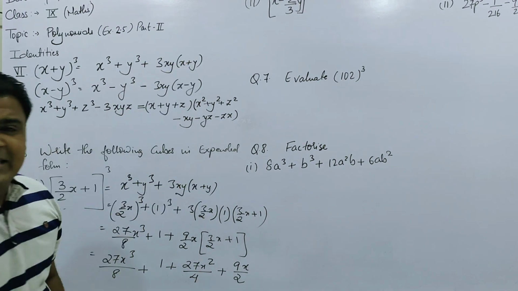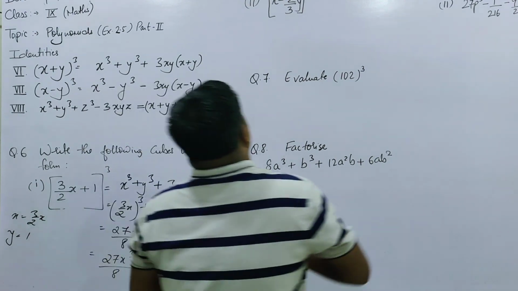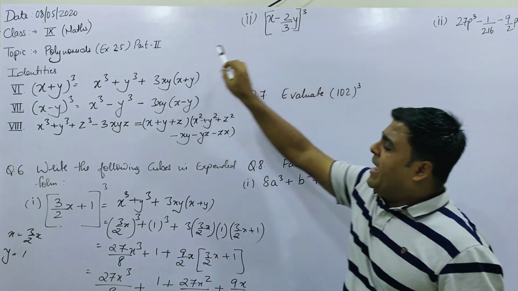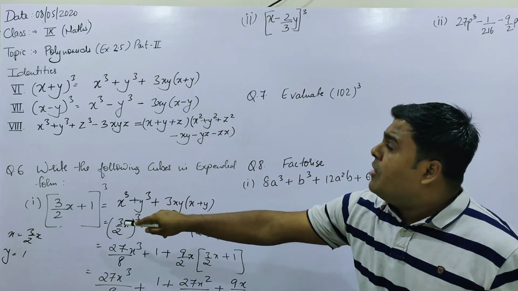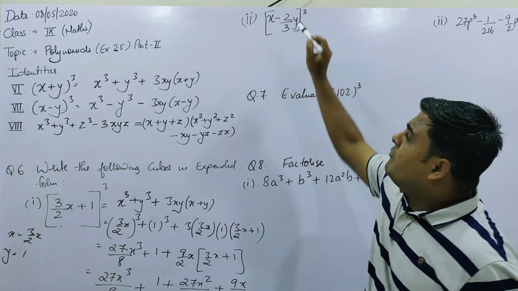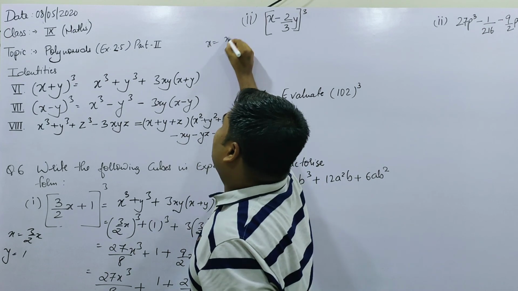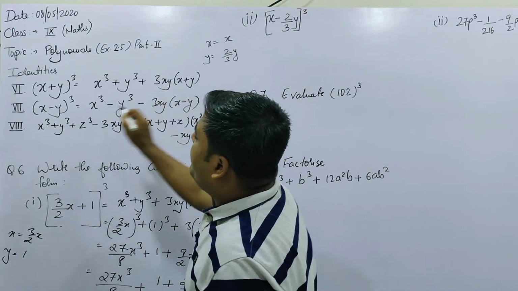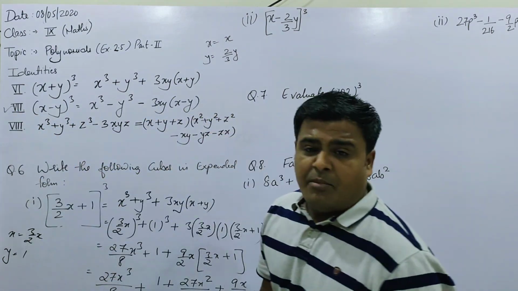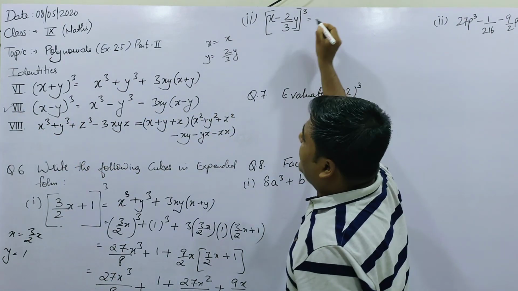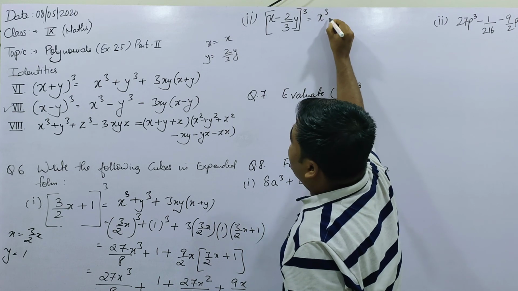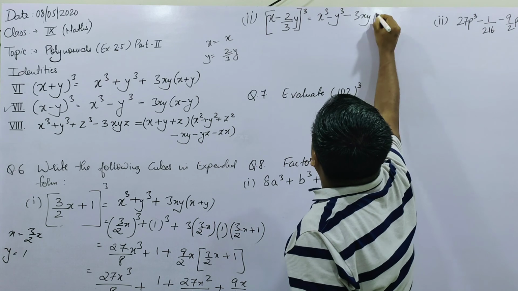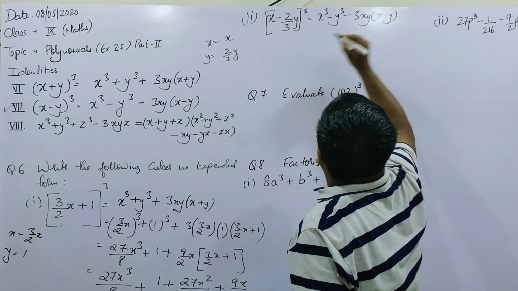Let us take one more example with the negative sign. Here we have the question x minus 2 by 3y. So I will compare the x with x and compare the y with 2 by 3y. So let us take the value of x as x and y as 2 by 3y. We have to use identity number 7. Let us compare it with the identity: x cube minus y cube minus 3xy, x minus y.